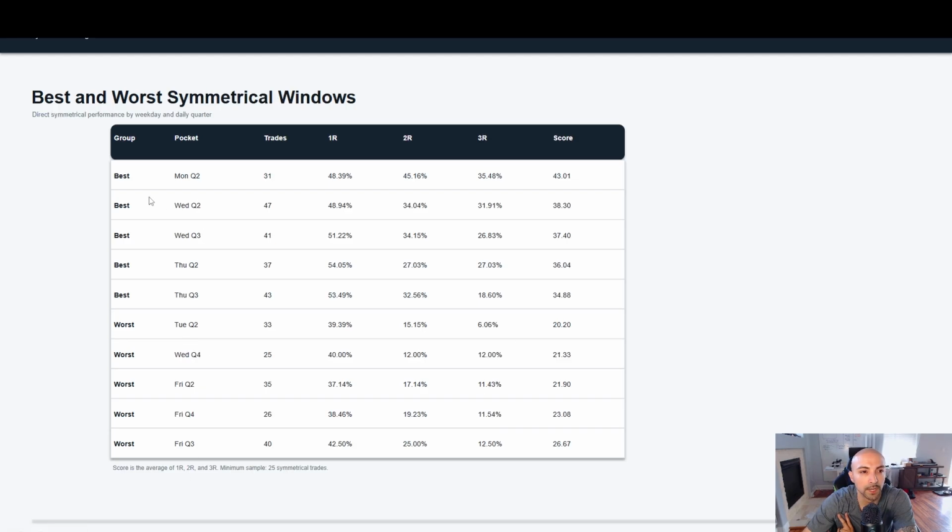Best and worst symmetrical. So it's Wednesday Q2 for baseline, which includes symmetrical. And for symmetrical alone, it looks like Monday Q2 was the best, at least all around. The score takes the 1R, 2R, and 3R, and puts an average there. So 48% for a 1R, not good, but 45% for a 2R, that's playable. And then you can check out the rest of these. 54% on Thursday, Q2 for a 1R, but then it doesn't look likely that it'll run to a 2R.